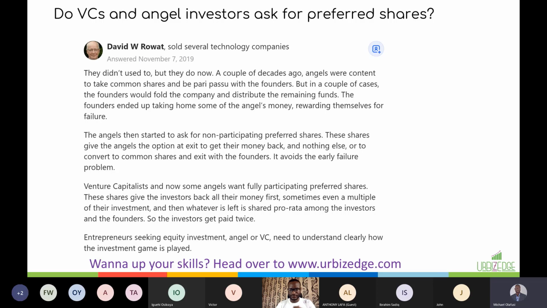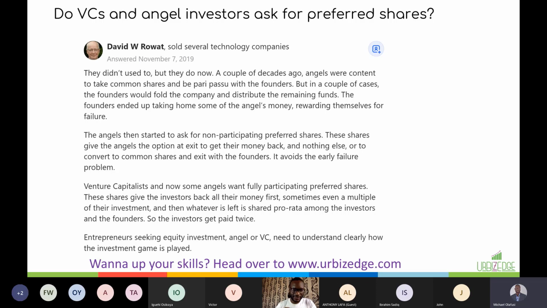Okay, so this was just so that when there is any liquidation or anything, their own money comes out first before anybody starts thinking of your own, you the founders, because founders are always ordinary shares. Nothing else like that. So that's that paragraph 2.